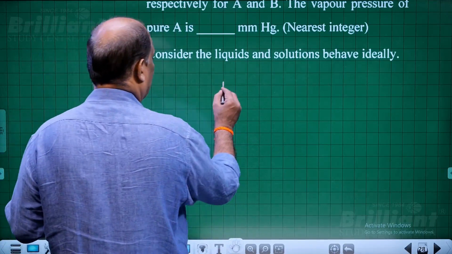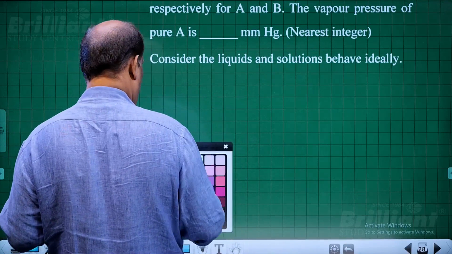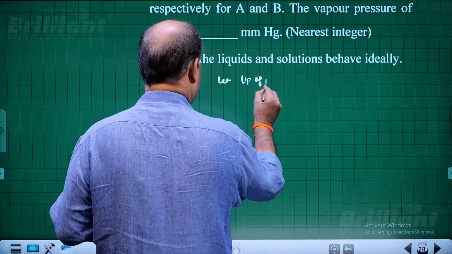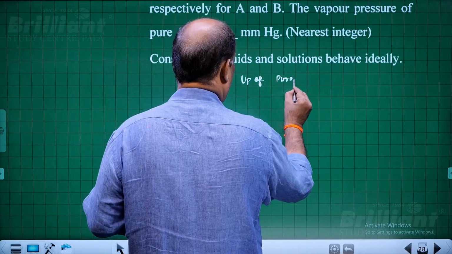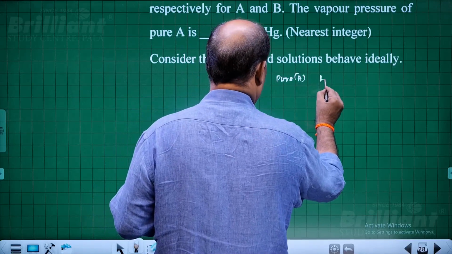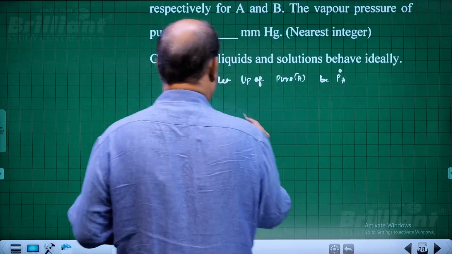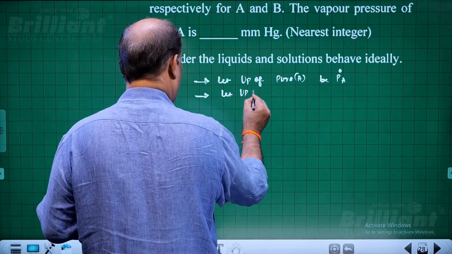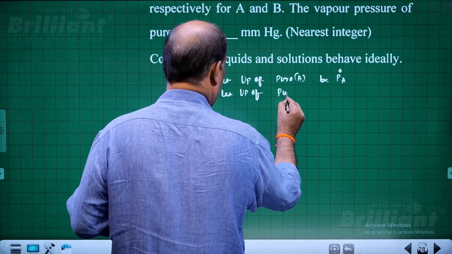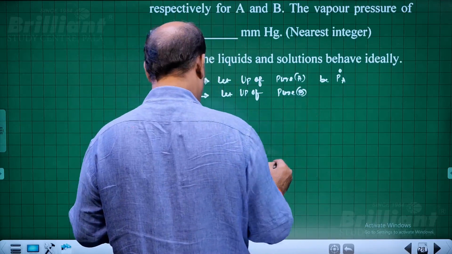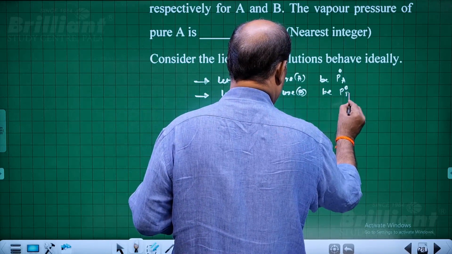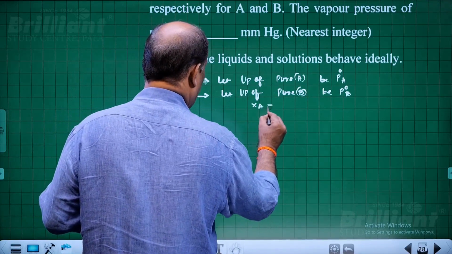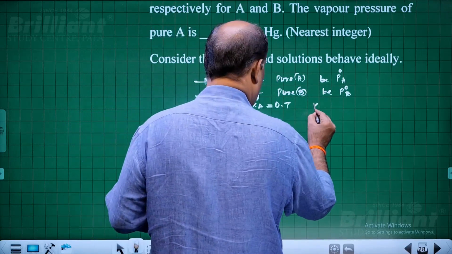Let the vapor pressure of pure A be P naught A. Let the vapor pressure of pure B be P naught B. Now, as you know, XA is equal to 0.7, XB is equal to 0.3.